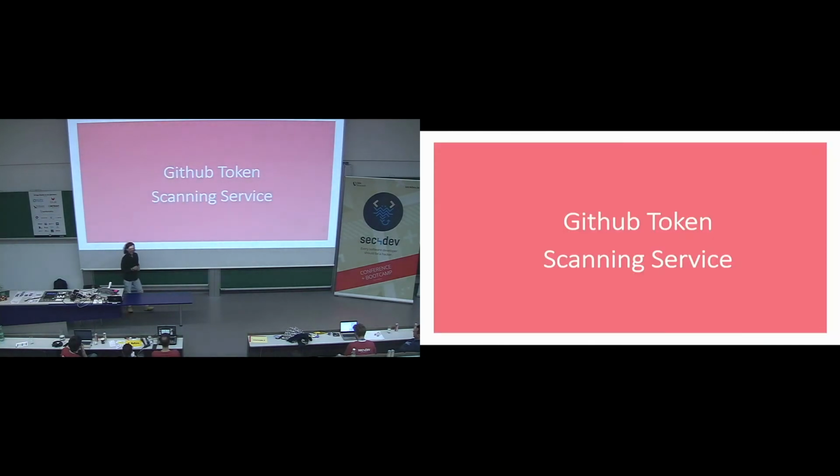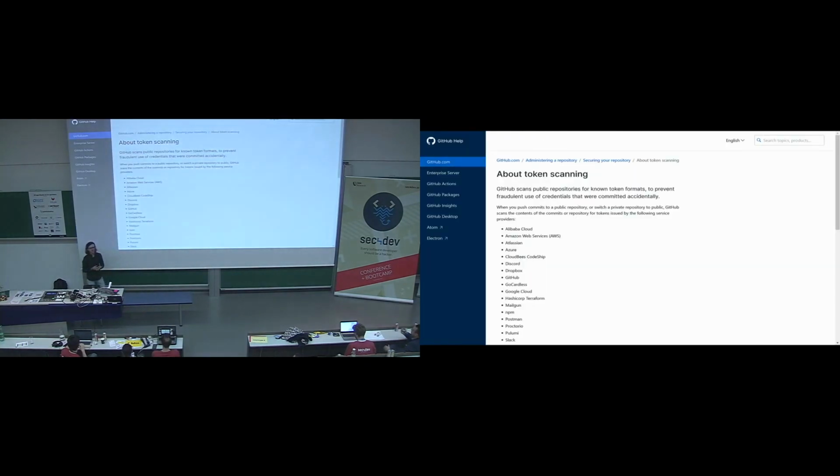That is on your own machine. Works pretty well. I would highly recommend to use it. Another thing you can use is GitHub token scanning service. That is working on a global scale. It is a service that is free by GitHub, and it's the same principle. You give them regex and they scan all their code for that regex.